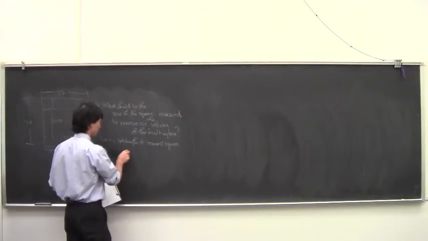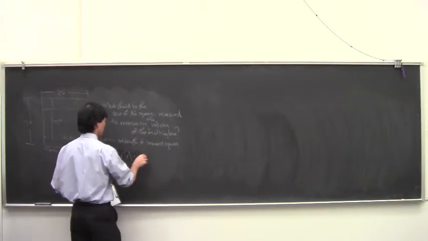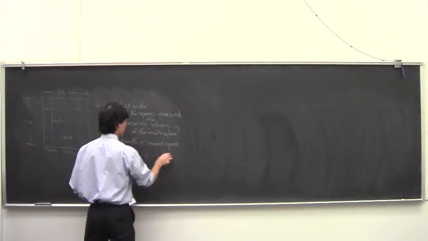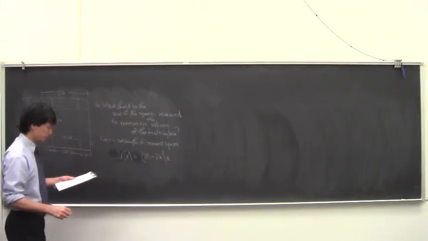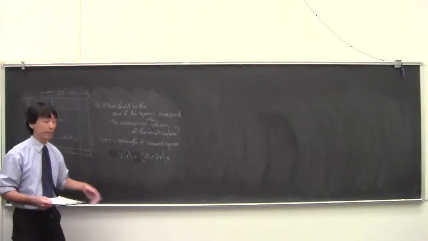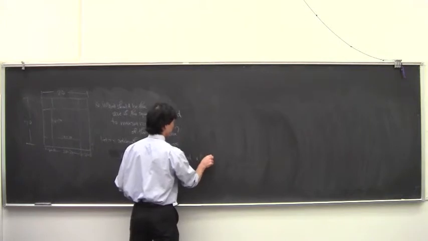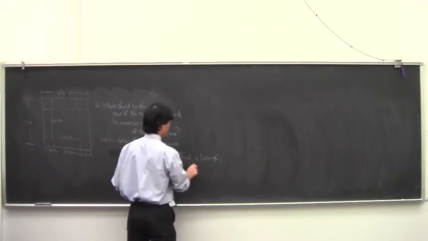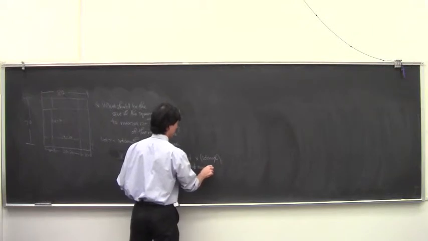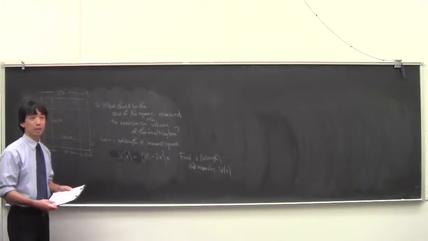So the volume, which is a function of x, called v of x, is going to be 20 minus 2x, quantity squared, times x. Right. And then we want to find the x, that side length, that maximizes v of x, right? And so how do you do it?